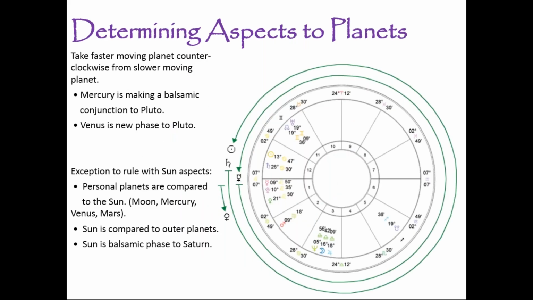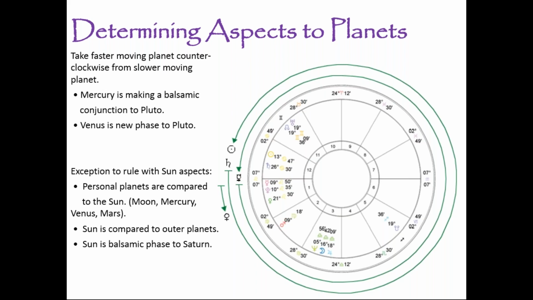But here's how we determine aspects to planets. All right. And I have evolved this a little bit as well. This is also why I put this slide in here. Jeffrey's teachings say that every planet's compared to the sun because it is the center of the solar system and it is the life-giving force. It's true. You can use that if you want.